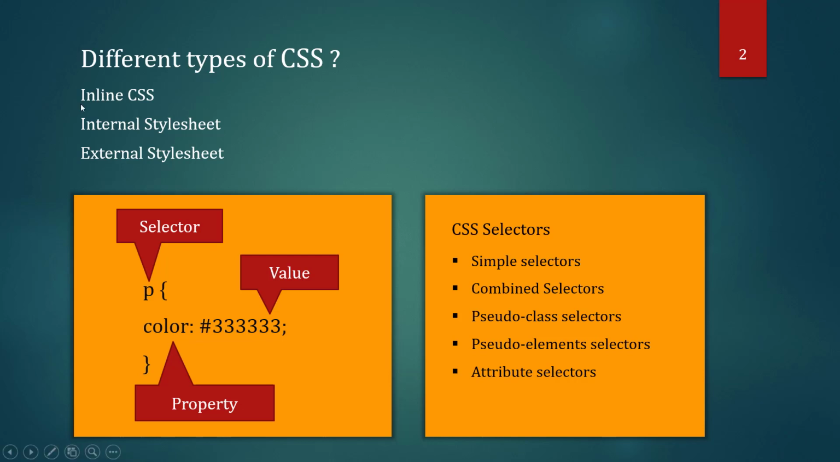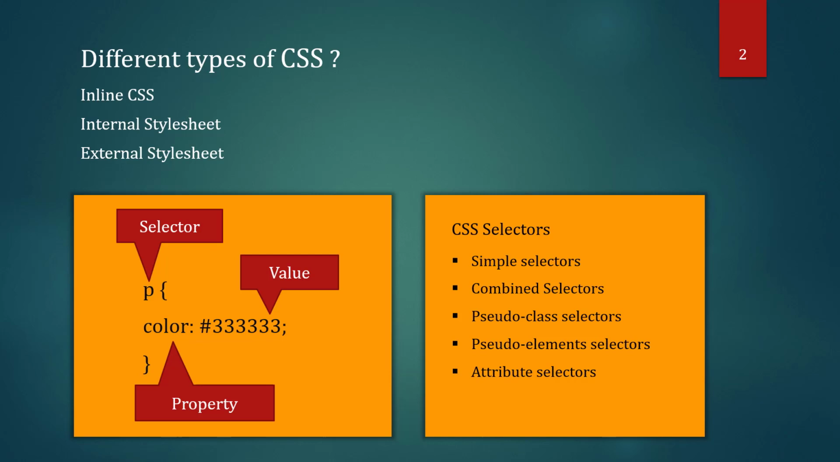Now coming to the next slide, different types of CSS. There are three different types of CSS in which we can write the CSS code: inline CSS, internal style sheet and external style sheet. First one is inline CSS. This is the way of writing CSS in which we type the CSS code into the HTML element in a style attribute.